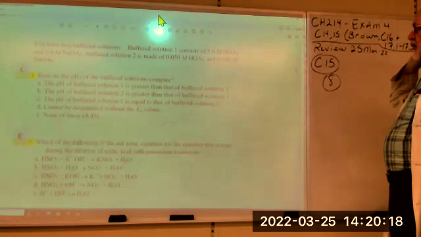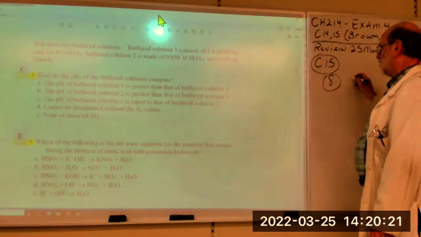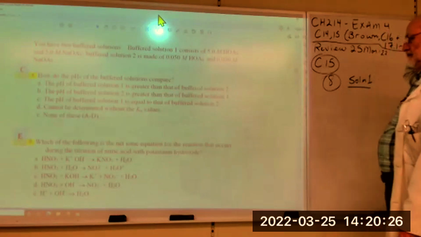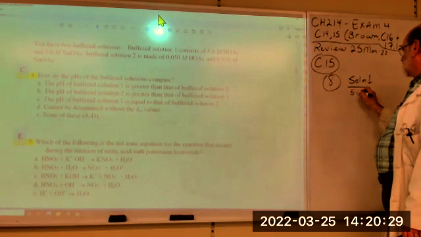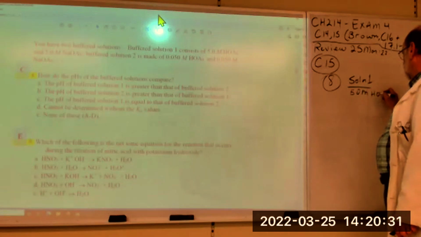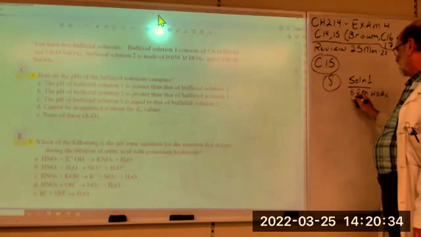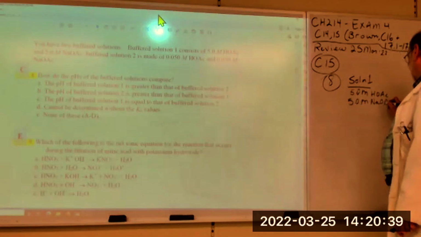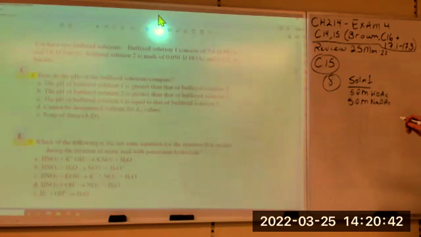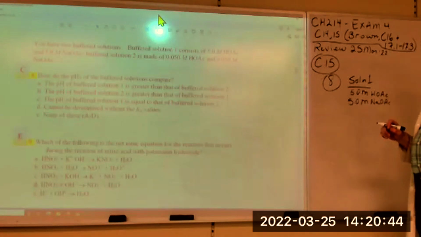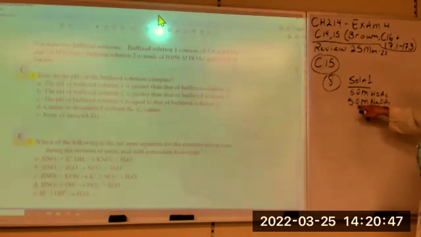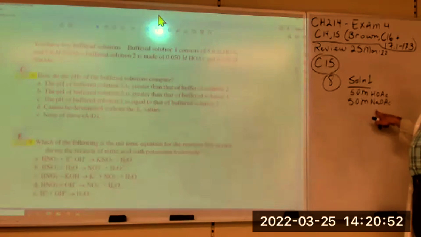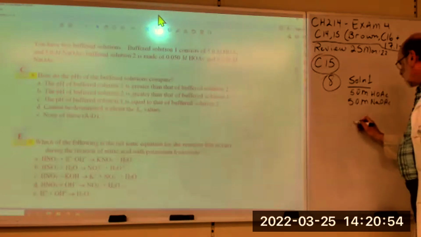So you have these two buffered solutions. Solution one consists of 5 molar HOAc and 5 molar sodium acetate. Okay. Is that a buffer? Yep. You got equal concentrations of acid and conjugate base. That's a perfect buffer. Okay. How about solution 2?